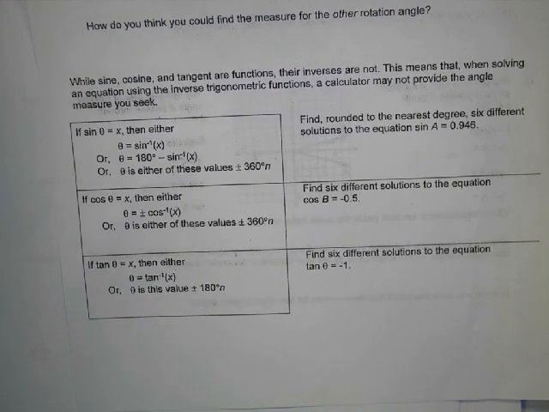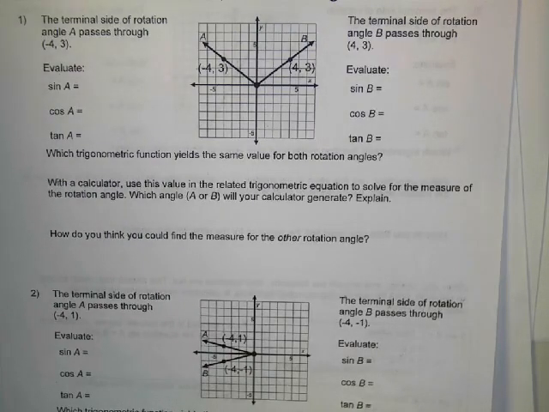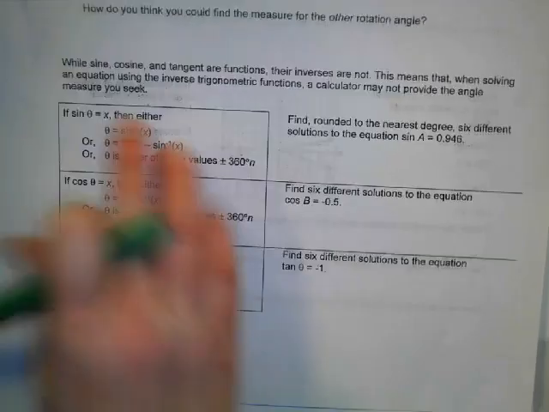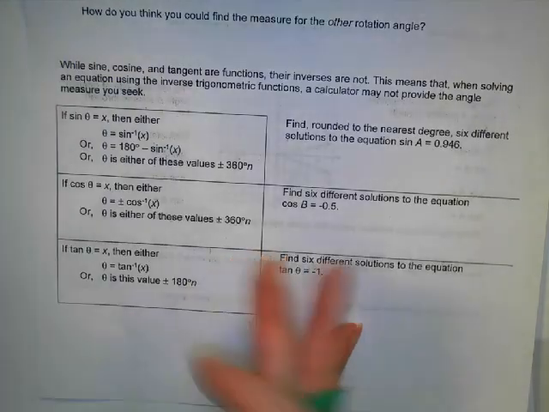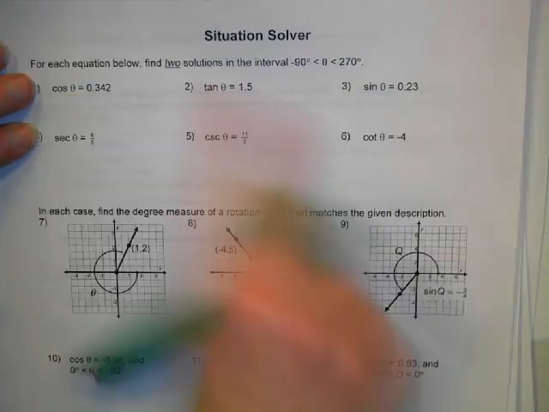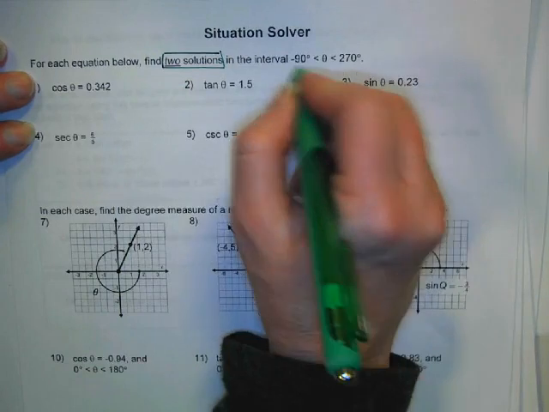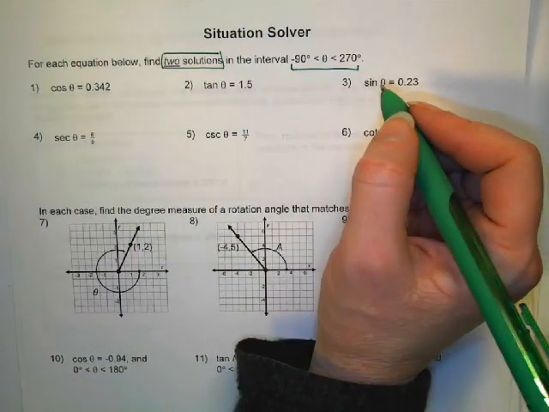But remember what we realized when we were doing this page: the calculator is going to give me one answer because it doesn't have any idea what your actual triangle is or where you're actually doing the problem. So it gives you one answer and it may not be the answer you need. So this little chart tells you how you can find the other potential answers. So on this page, Situation Solver, on problems 1 through 6, I'm actually going to find 2 solutions that lie in the interval of negative 90 to positive 270.